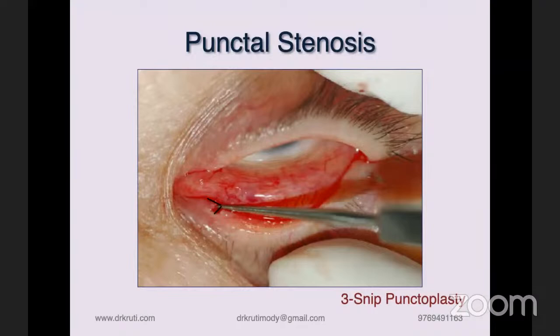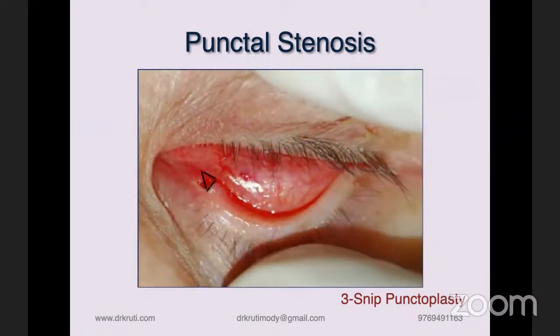Once you push the blade of the scissors, you will find the direction in which the canaliculus is going. So that is your second snip. And the third is just connecting the two. Essentially, you are just making a wide opening. This is going to stenose a little because of fibrosis, but they do well.